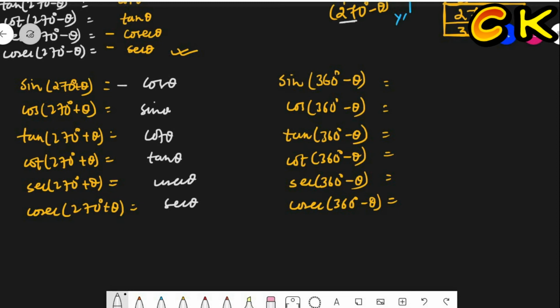I repeat, you should see the question. So sine is negative, cos will be positive, tan will be negative, cot will be negative, sec will be positive, and cosec will be negative.